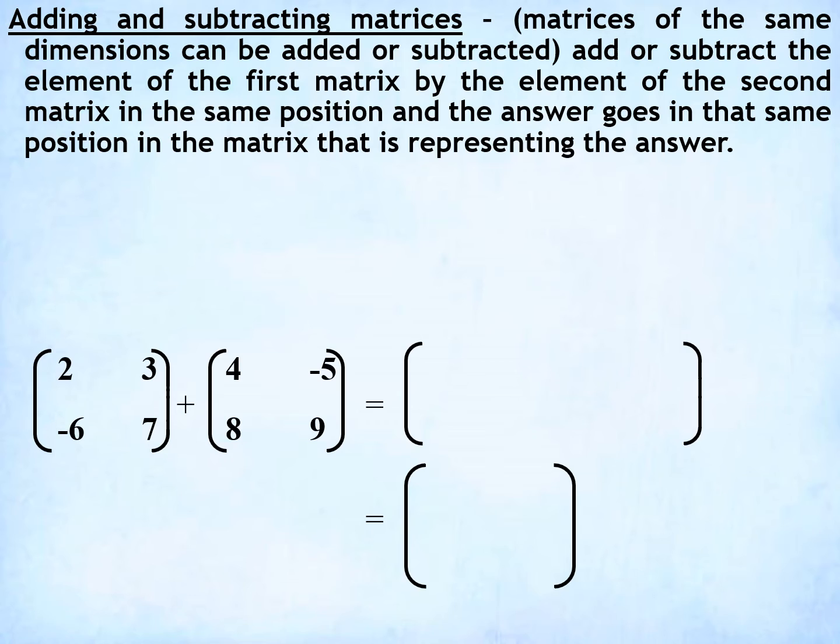So from our example, we are going to add 2, 3, negative 6, 7, plus 4, negative 5, 8, 9. Take note, you can only add two matrices if they have the same order. So in here, both matrices are 2 by 2, so we can add them. So in here, we are going to add 2 plus 4, then 3 plus negative 5, negative 6 plus 8, 7 plus 9. So the answer is the matrix 6, negative 2, 2, 16. That is how we add or subtract matrices.